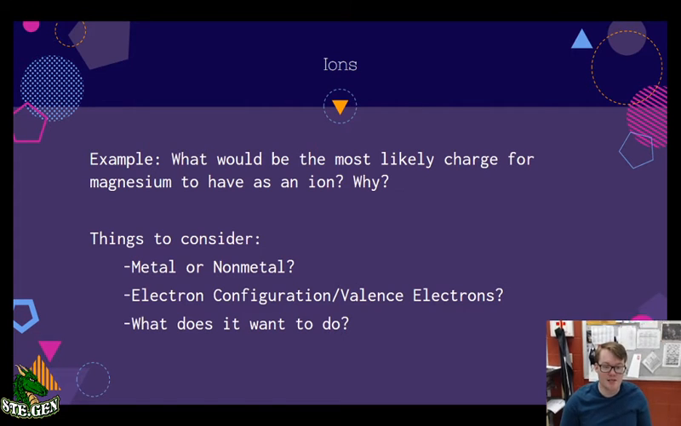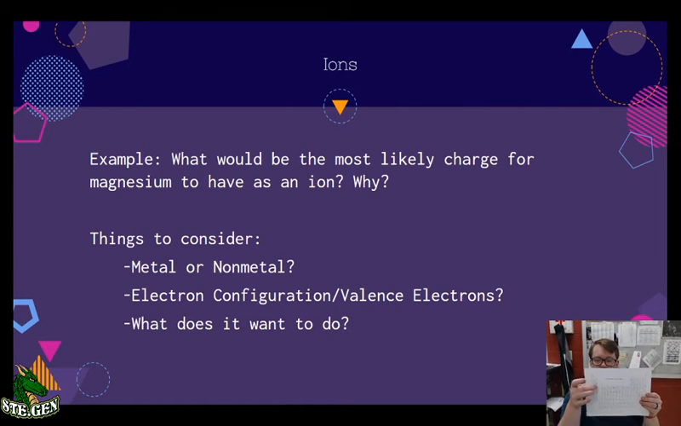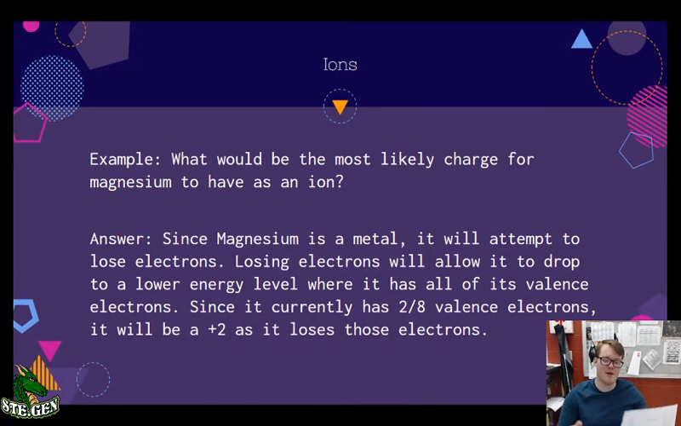Okay, so what about for magnesium? So let's go up here. Magnesium is Mg. It's right there. Again, we're going to consider metal or non-metal, electron configuration. What does it want to do? Magnesium is a metal, so it's right here. So it's going to attempt to lose electrons. If it loses 1 electron, it'll have electrons like sodium. If it loses 1 more electron, it'll have electrons like neon.